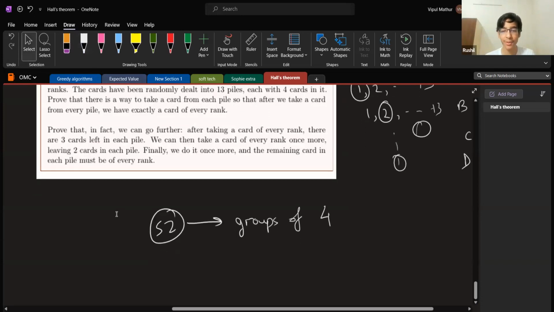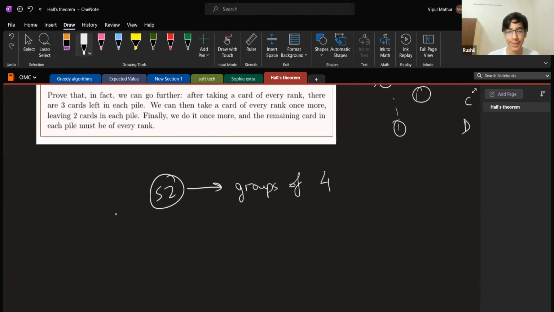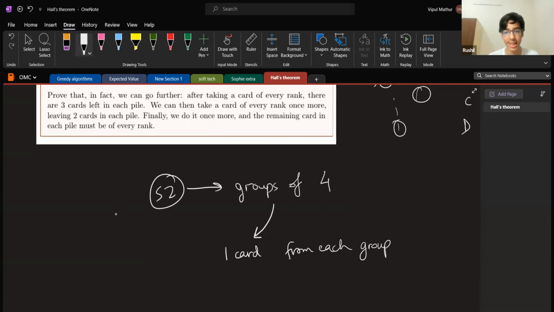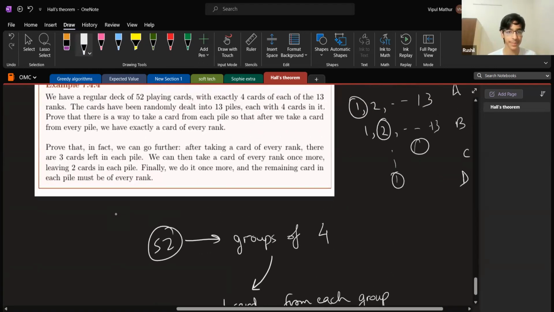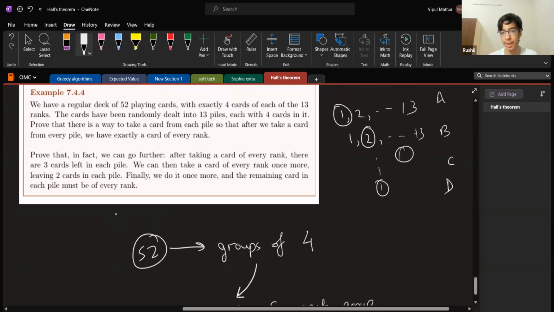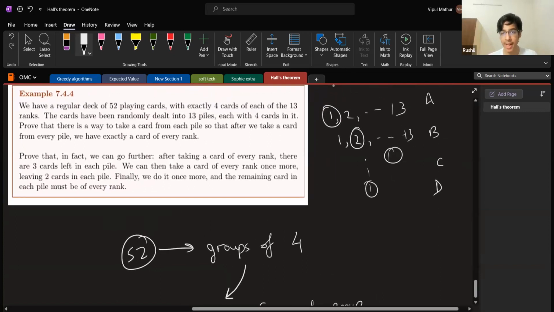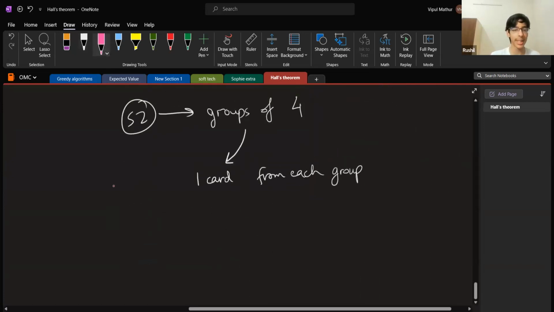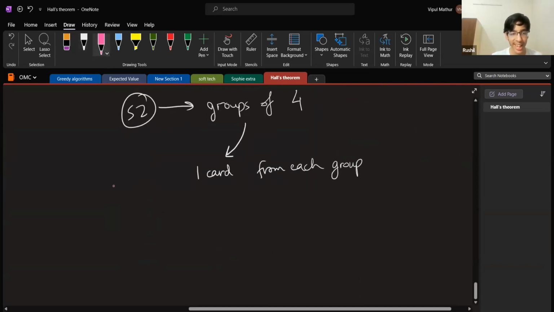But the point is that now that you have these groups of four, you want to take one card from each group, so that what you end up with is one card of each number. So you end up with 1, 2, 3, up to 13. It doesn't have to be all of the A suit or all of the B suit or whatever. I'll give a simple example.